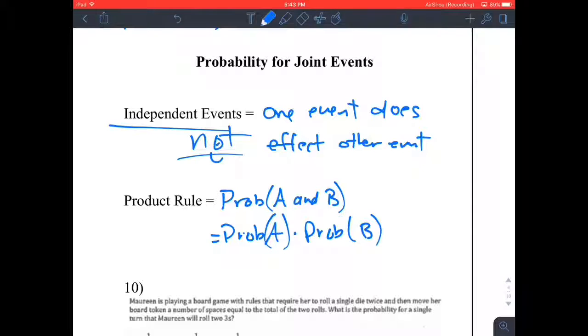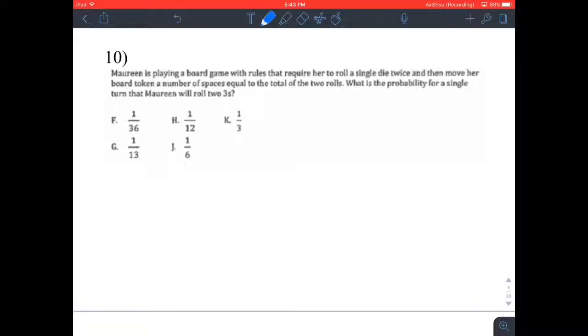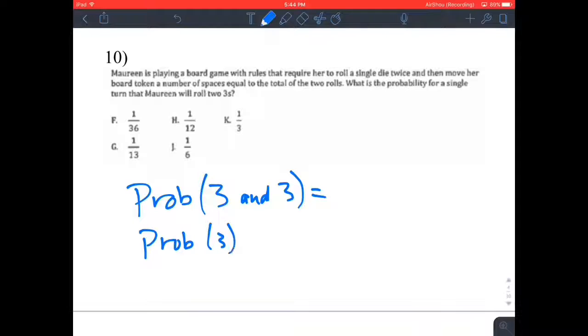So let's look at an example. Maureen is playing a board game with rules that require her to roll a single die twice and then move her token that many spaces. What is the probability for a single turn that she rolls 2 3s? So we're looking for the probability that she gets a 3 on the first die and a 3 on the second one. According to the product rule, this is the same as saying what's the probability of her getting a 3 times what's the probability of her getting a 3, which is actually simple.